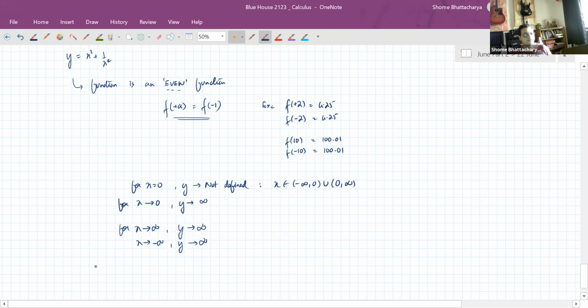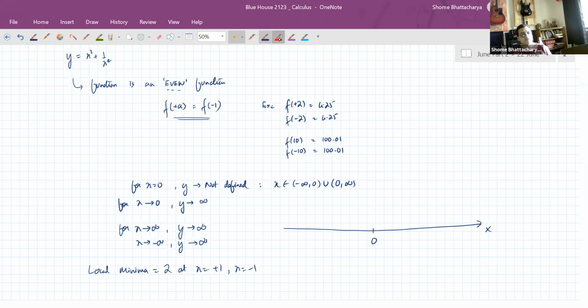And add to this, we have local minima equal to 2 at x equal to plus 1, x equal to minus 1. So if you put together this information on the number line, you can see that the point 0 has to be removed from our domain. But we have 1 and minus 1 as very critical points.